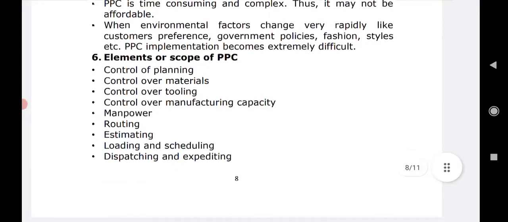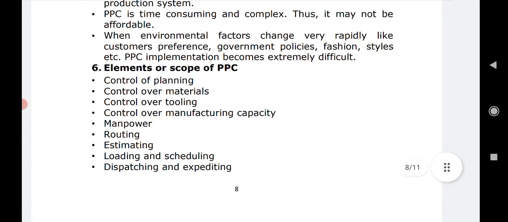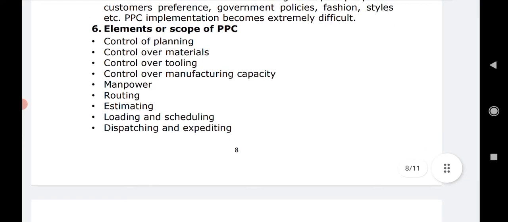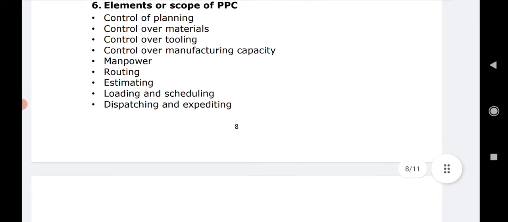Next, when the environmental factors change, like very rapid change in customer preferences, maybe government policies and fashion changes, styles etc. changes, then PPC implementation becomes extremely difficult, right? So PPC and its implementation becomes difficult when the environmental factors affecting the manufacturing unit change, right? So that is it. Next come the elements or the scope of PPC.